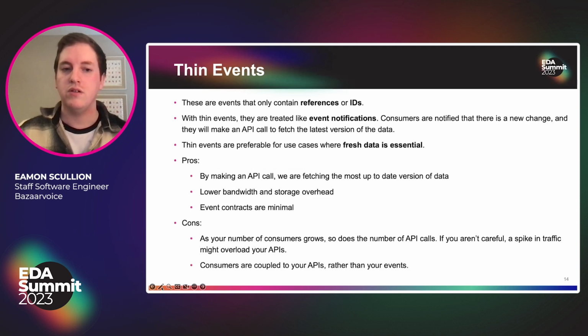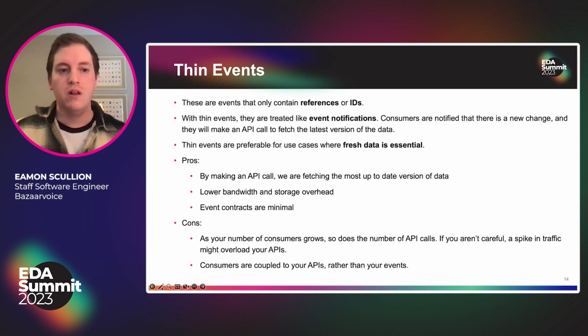Thin events are events that only contain a reference or ID, and they can be thought of as a notification. You're notifying your consumers that a change has happened and they have a reference or ID that they can use to look up the information, usually via an API. This approach is more suited for applications where fresh data is essential. And by making an API call, we can make sure that we have the latest version of that data. Another positive is that our events are smaller, so there are lower bandwidth concerns and lower storage overhead.